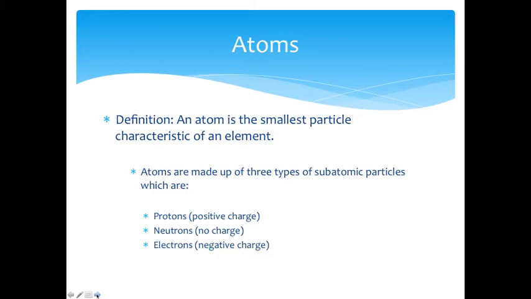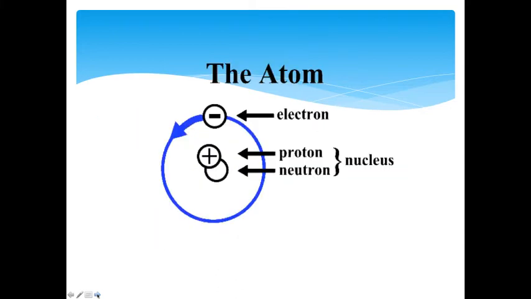Atoms are made up of three types of subatomic particles, which are protons that have a positive charge, neutrons which are neutral or have no charge, and electrons that have a negative charge.